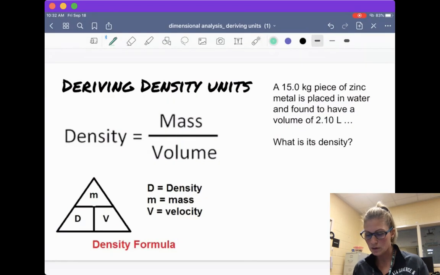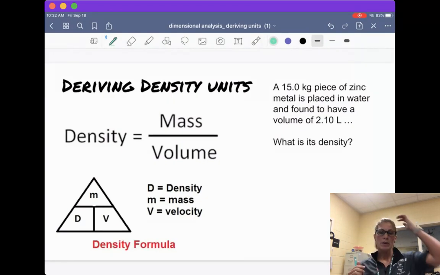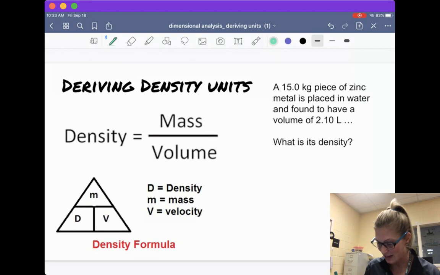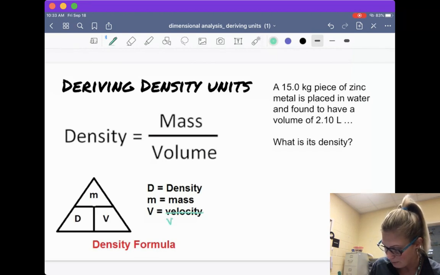Okay, guys. So looking at density, what we mean by deriving density units. The density units are derived by the density equation. If you remember back in physical science, when you were looking at density, they probably showed you this equation where density equals mass divided by volume. And then they also showed you the density formula triangle, and they told you that D was equal to density, M was mass, and V, I have velocity, but that is definitely not velocity. That's a typo. It is volume.